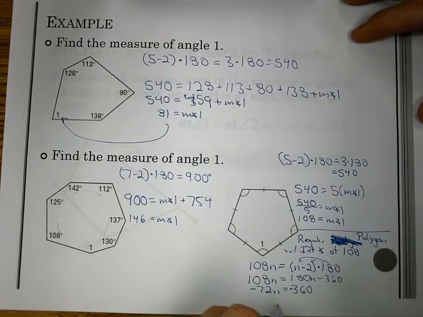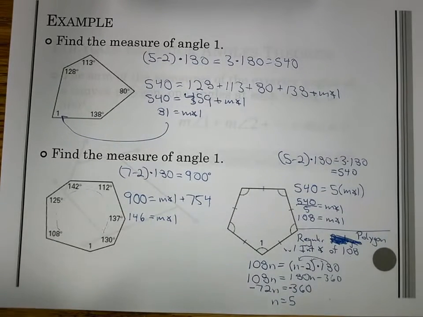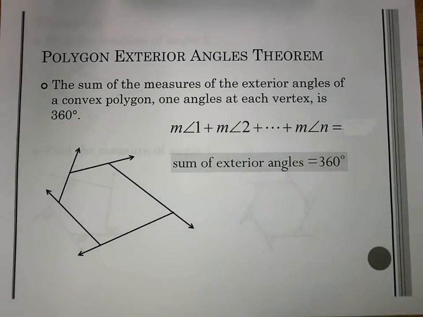And that gives me n equals 5, which is what it should be because we started with a pentagon. But this may be a process you have to use to go back and find the number of sides you have. Okay, next we go to our exterior angles.